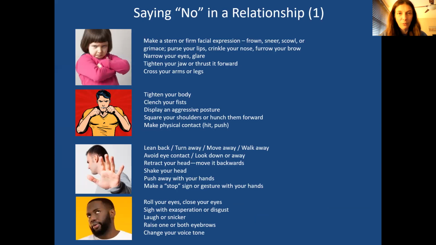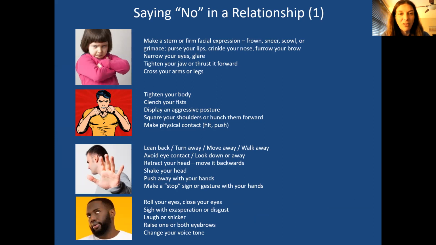Okay, so this one has a couple of parts, but the first part here are examples of physical things that help you say no, okay? Physical gestures and expressions and movements that reinforce the no you're trying to say, okay? So take a screenshot of this. This is a really important one. But I'm going to read through it with you just to make sure you got it.